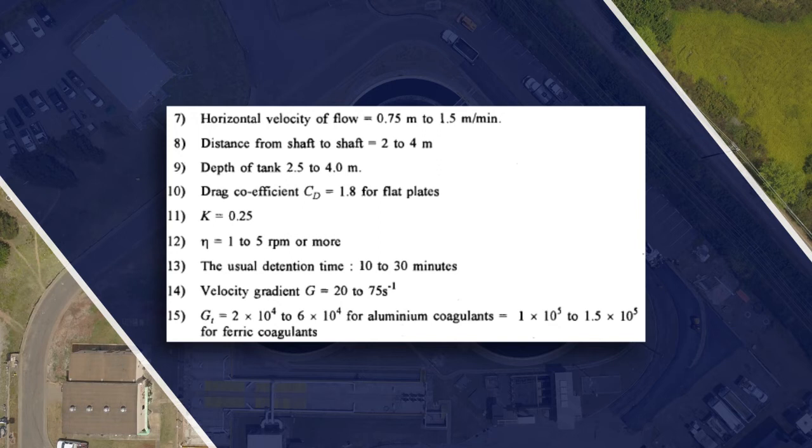Drag coefficient CD is equal to 1.8 for flat plates. K is equal to 0.25. N is equal to 1 to 5 rpm or more. The usual retention period is 10 to 30 minutes. Velocity gradient G is equal to 20 to 75 per second. Gt is equal to 2 into 10 to the power 4 to 6 into 10 to the power 4 for aluminium coagulant. Gt is equal to 1 into 10 to the power 5 to 1.5 into 10 to the power 5 for the ferric coagulant.